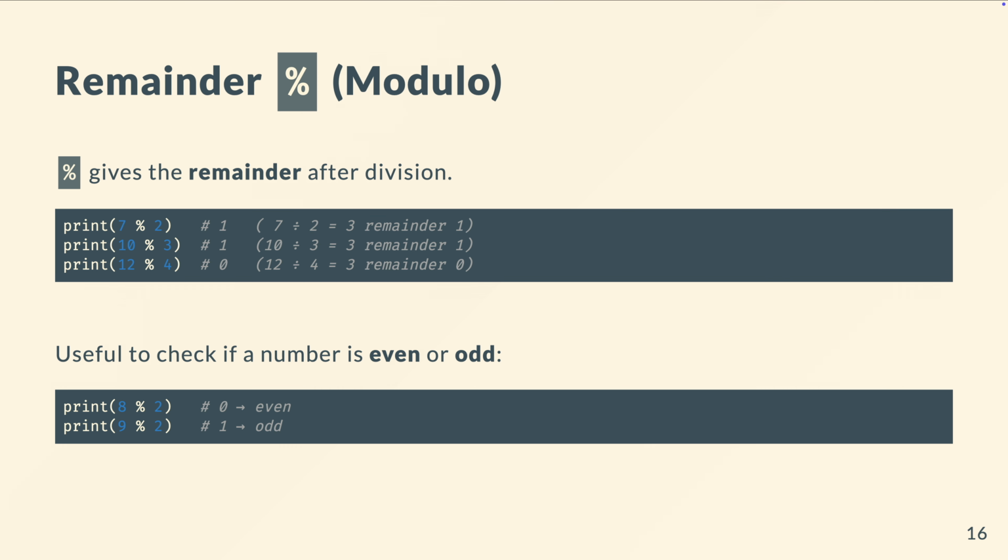Modulo is also great for even and odd. If a number modulo 2 equals 0, the number is even. If a number modulo 2 equals 1, the number is odd. So 8 modulo 2 is 0, even. 9 modulo 2 is 1, odd.